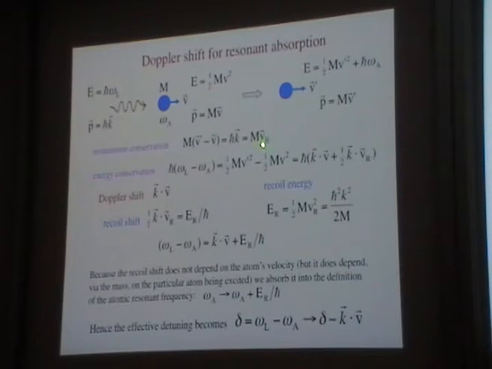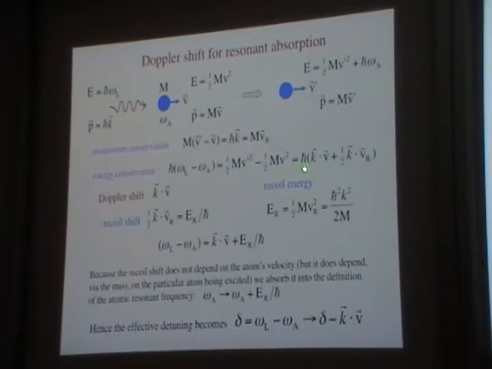This is called the recoil velocity, v sub r here. In addition to momentum conservation, I have to consider energy conservation. So I have the laser at frequency omega L and the atom at frequency omega sub A. And the difference between the laser light and the absorption process has to be equal to the change in the kinetic energy of the atoms from this process.